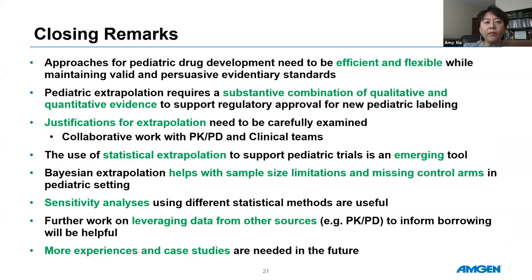So in conclusion, approaches for pediatric drug development need to be efficient and flexible while maintaining the same evidentiary standards. Pediatric extrapolation requires a combination of qualitative and quantitative evidence to support regulatory approval for new pediatric labeling. And justifications for extrapolation need to be carefully examined. That needs collaboration with PKPD scientists and the clinical teams. The use of statistical extrapolation to support pediatric trials is an emerging tool, and Bayesian extrapolation helps with the sample size limitations and the missing control arms in pediatric settings.